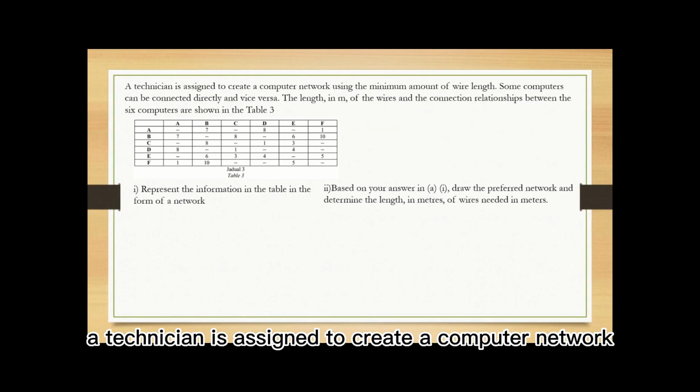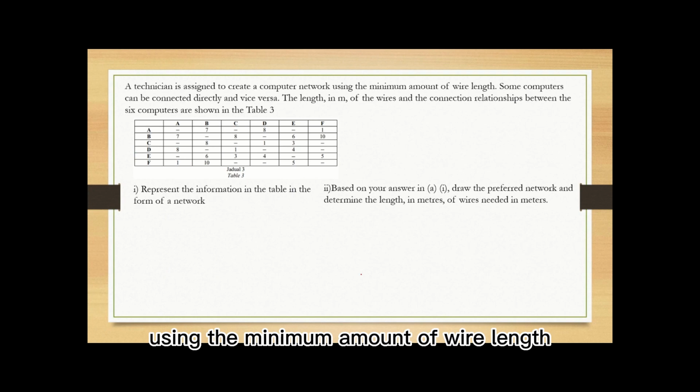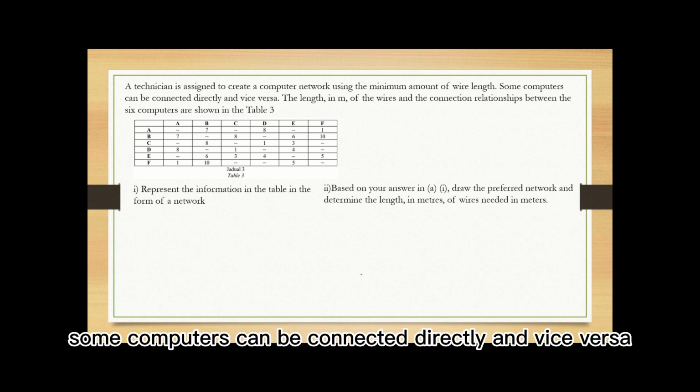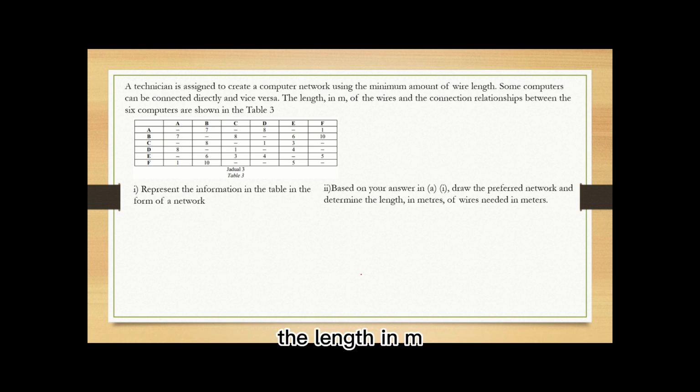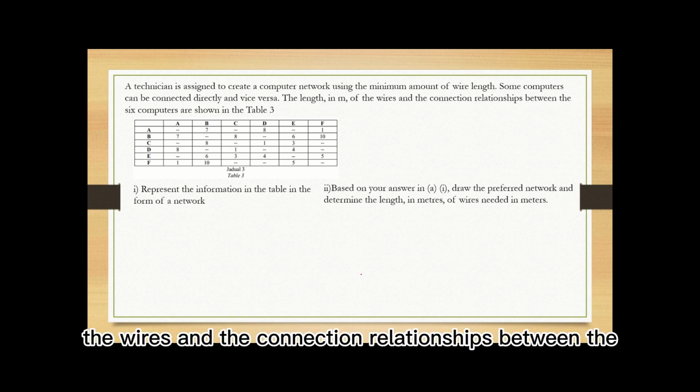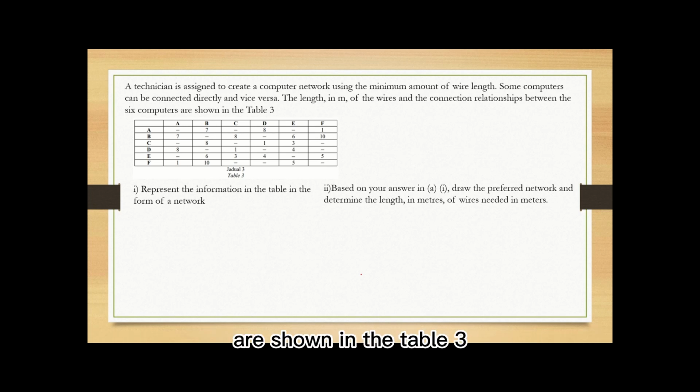A technician is assigned to create a computer network using the minimum amount of wire length. Some computers can be connected directly and some cannot. The length in m of the wires and the connection relationships between the 6 computers are shown in Table 3.